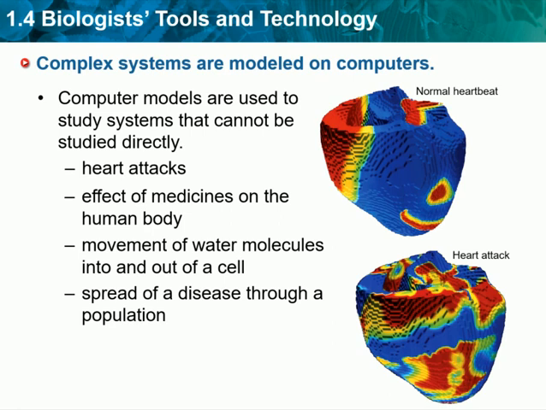Computers can model complex systems within organisms. For example, computer models are used to study how medicines might affect the body, as the ones shown on the screen here are doing.